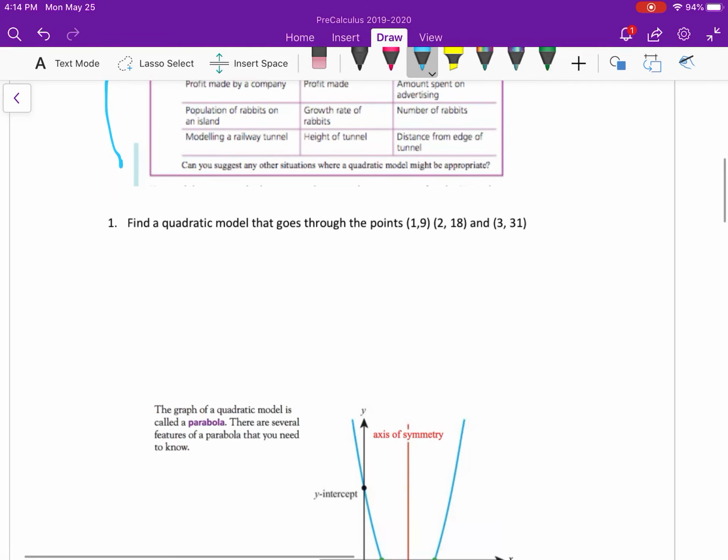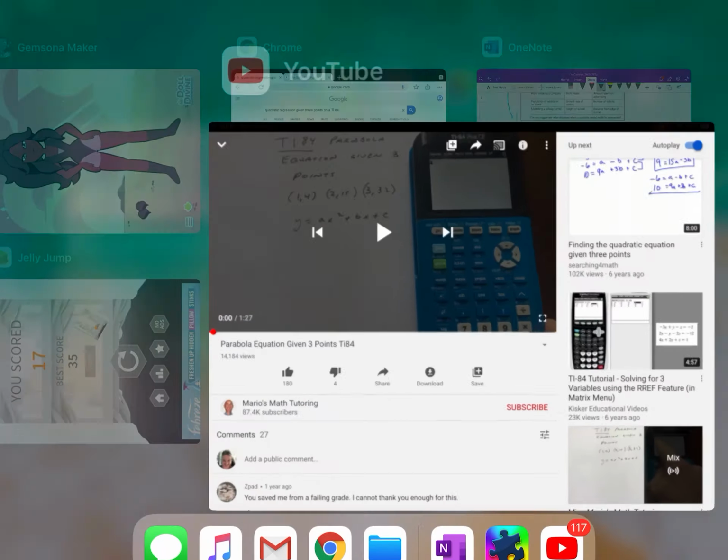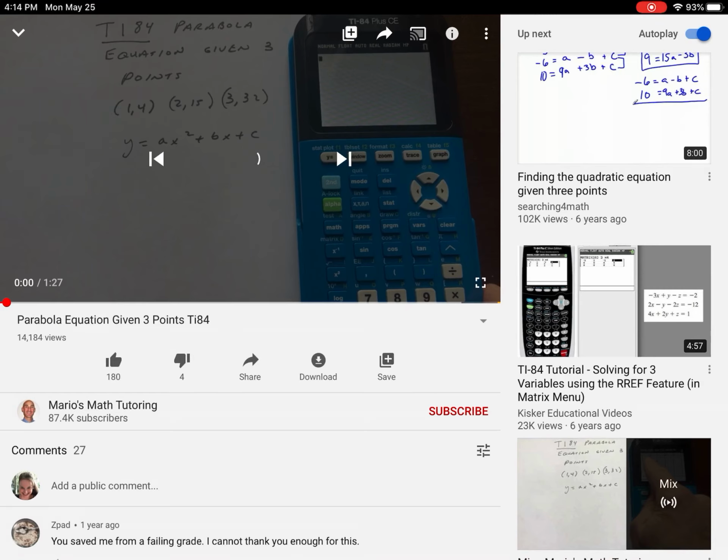These are all just examples of parabolic modeling. So the first thing we want to do is find a quadratic model that goes through these points. And since I don't have an online graphing calculator that works on the iPad Pro right now, I found a video using similar points. So we're just going to look at that real quick and let that play.